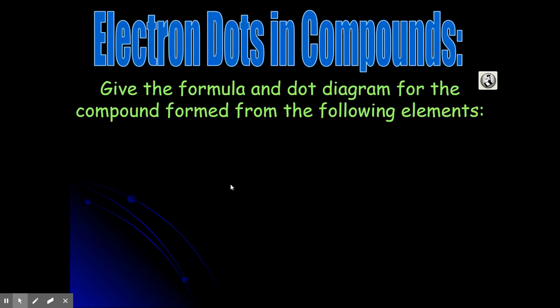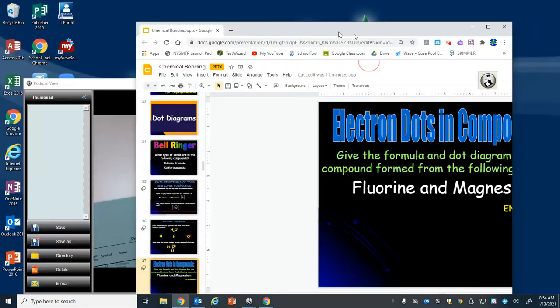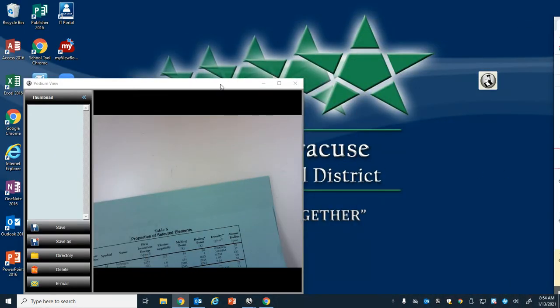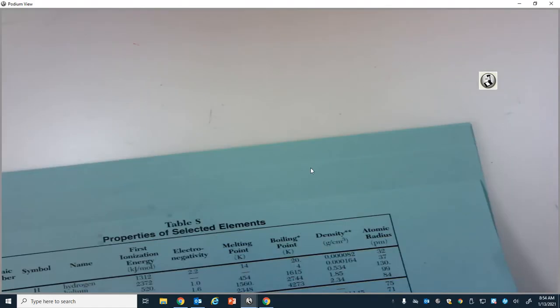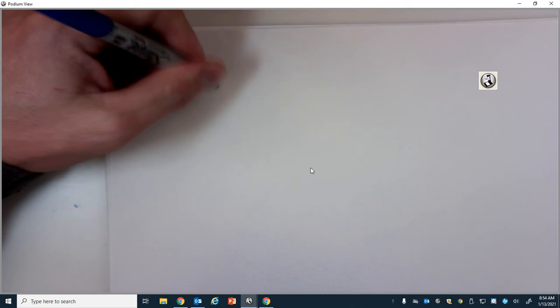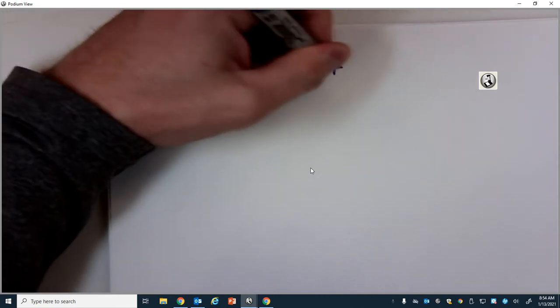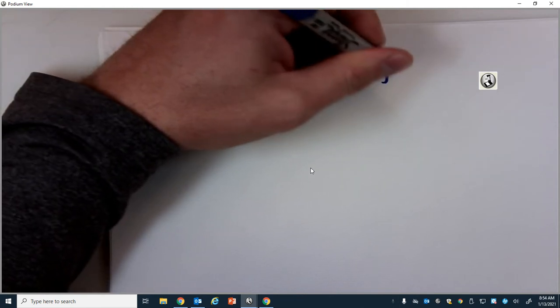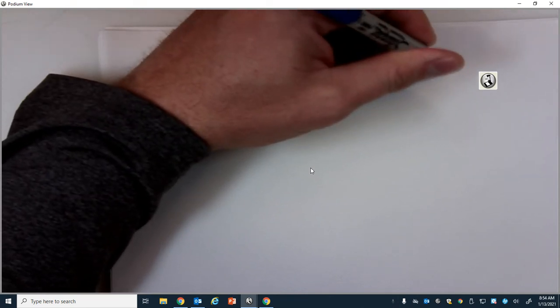Okay, so here we go. I'm going to go old school and write this, because writing on the board doesn't record for whatever reason when they change things out. So I'm going to have to write these, which is fine, not a problem. We're going to deal with a compound between fluorine and magnesium. So we're going to have fluorine and magnesium. Sorry, lefties, my hand covers whatever.